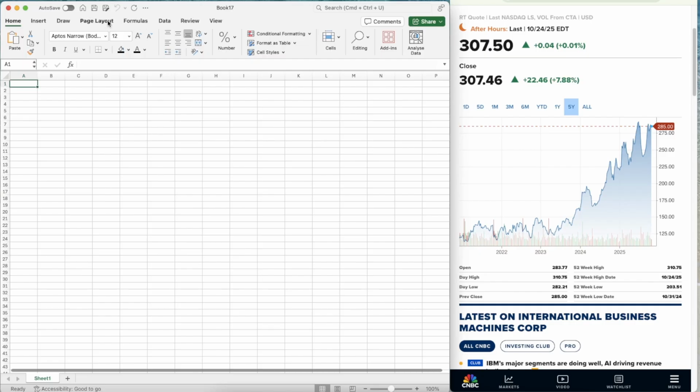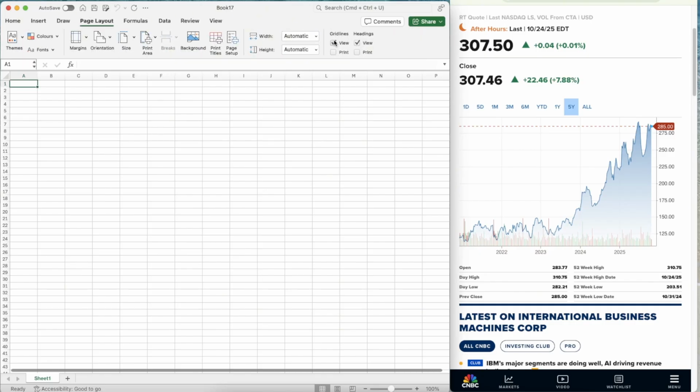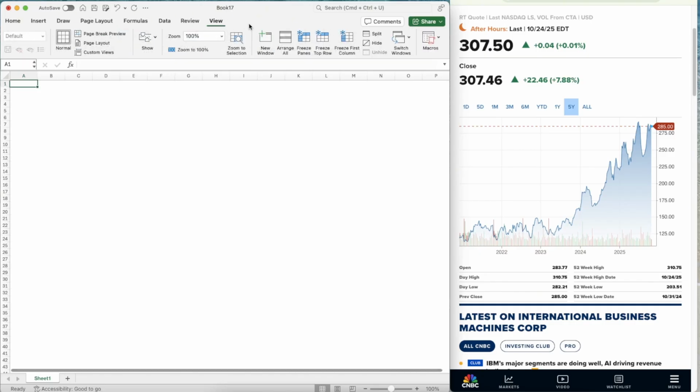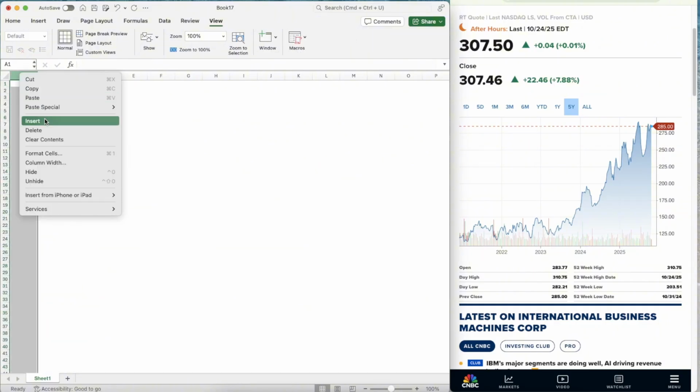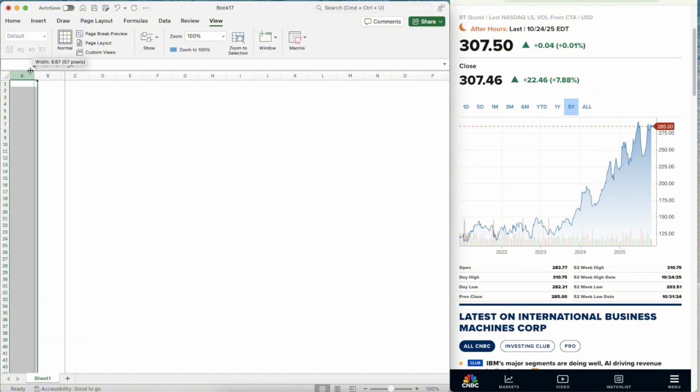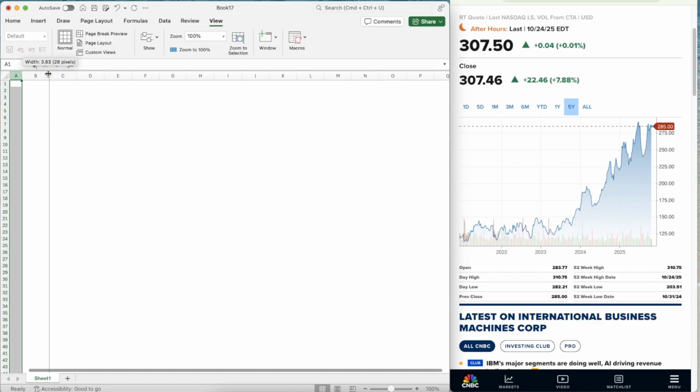Open up your spreadsheet. As always, page layout, remove those grid lines, view, freeze the first column, insert another column, make the A smaller and the B larger.